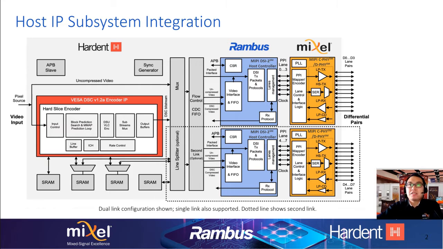It offers uncompressed and DSC compressed video transmission supported across 1 or 2 links and supports both asynchronous pixel source from DMA or synchronous pixel source parallel video. This block diagram shows the host IP subsystem, and we'll be using this as our example during the demo. A peripheral version of the subsystem is also available.